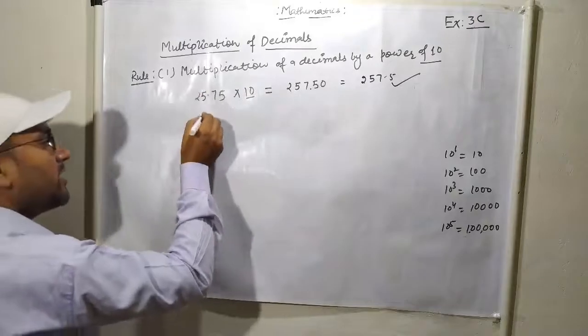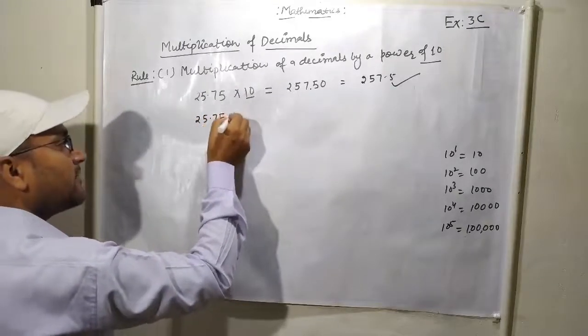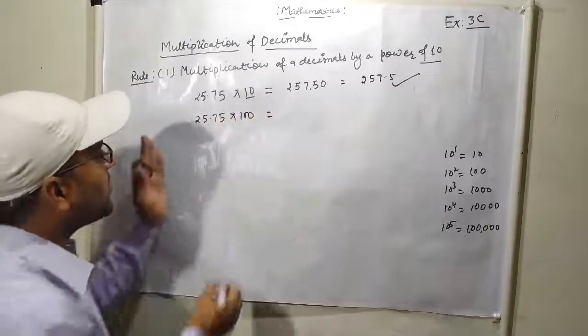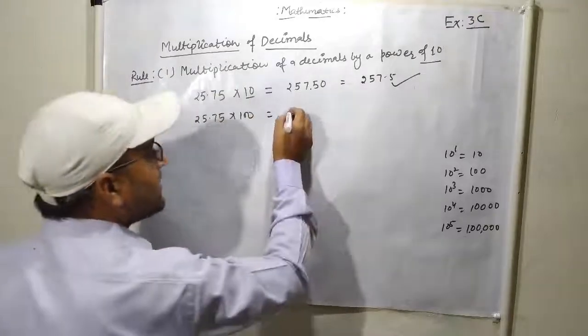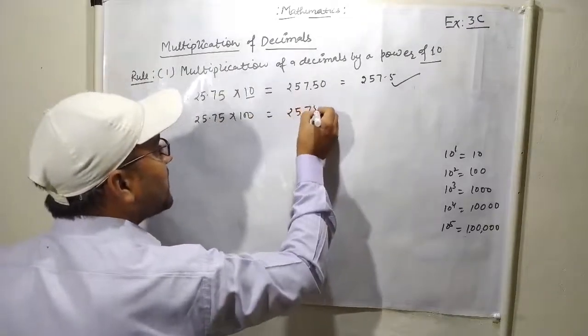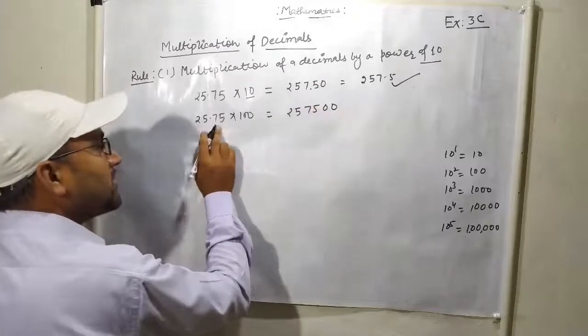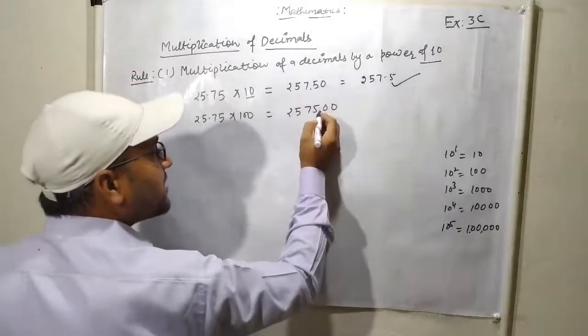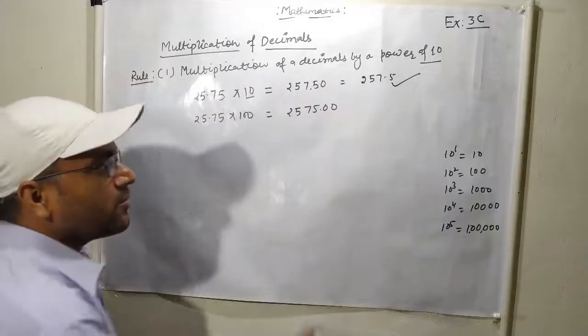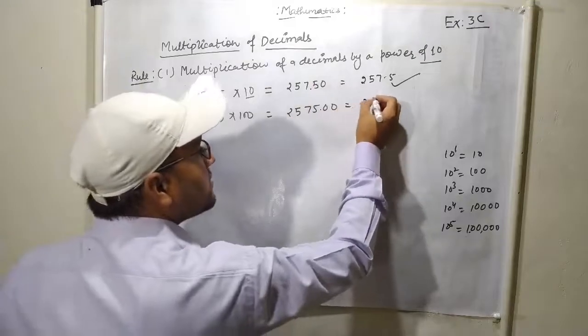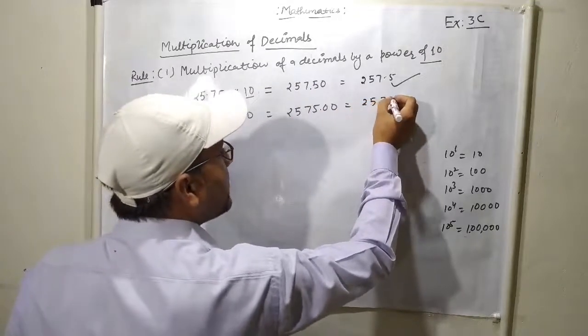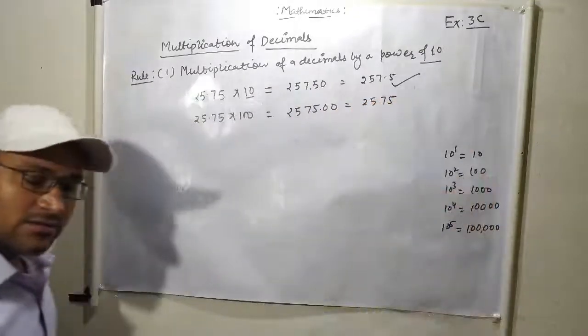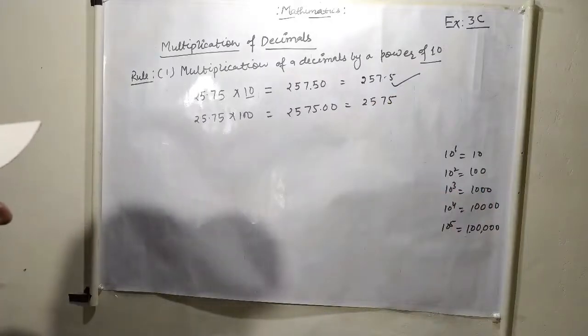Same number, if you multiply by 100, your decimal point shifts 2 places to the right. 257500, there are 2 decimal places, so count 2 numbers from the right side and put the decimal point. So your answer is 2575.00, which means you can remove these zeros.